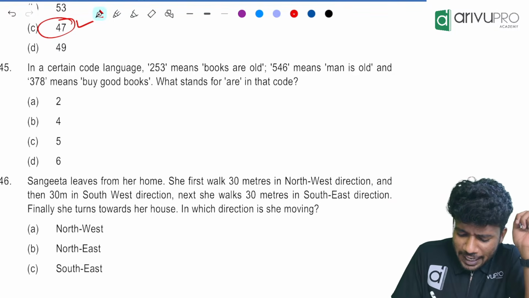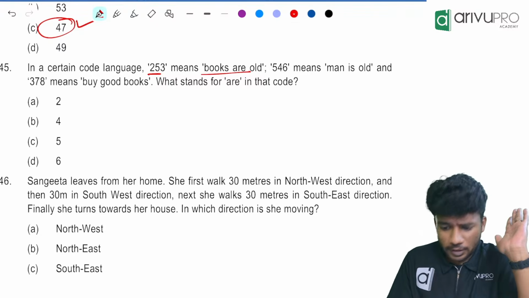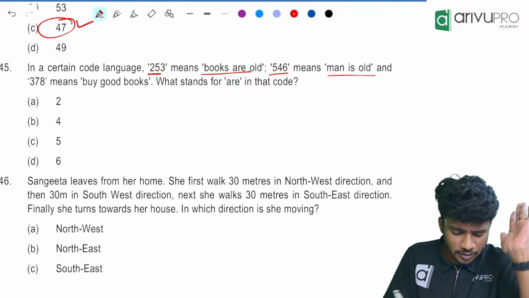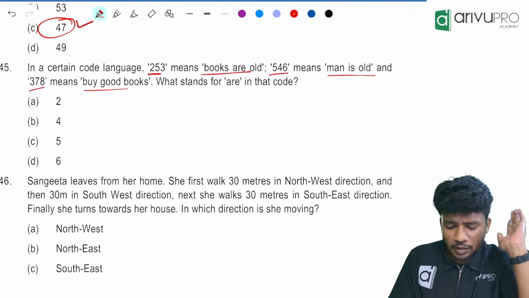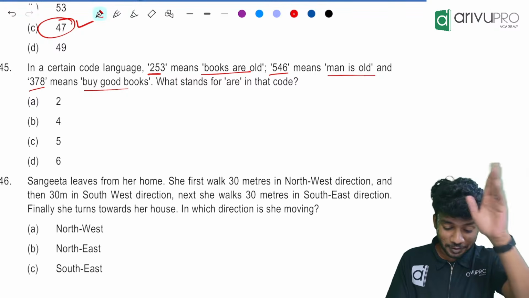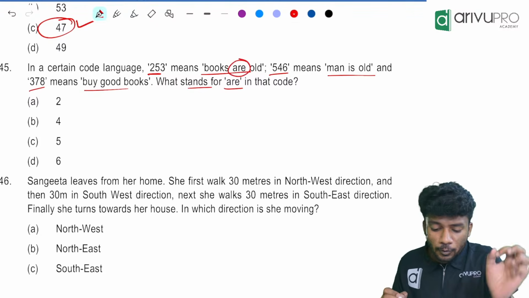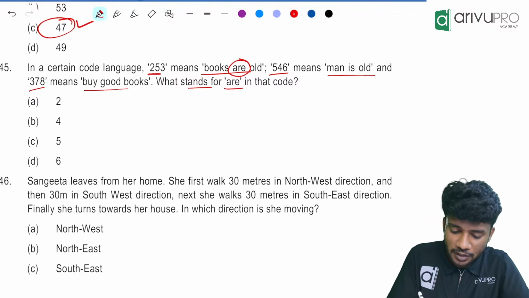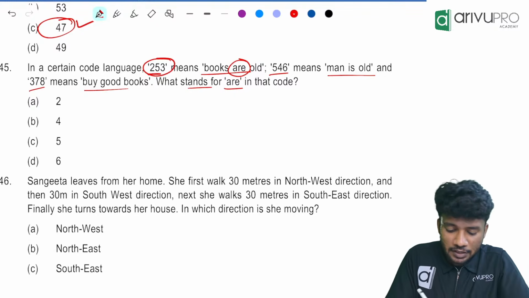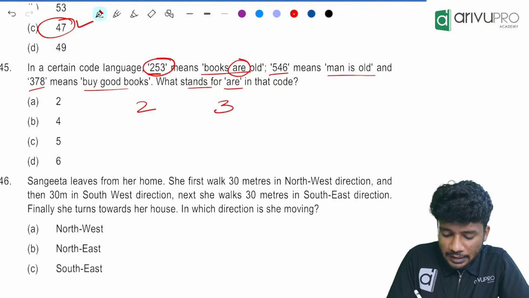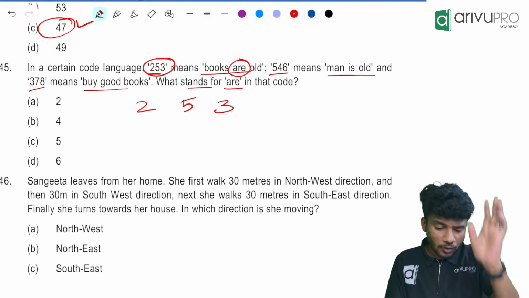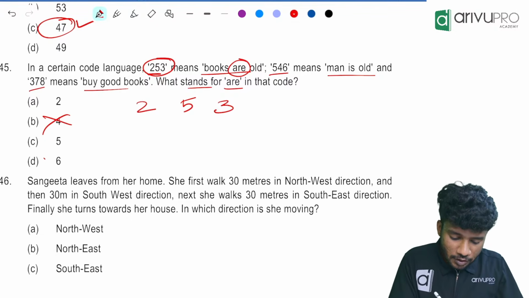In a certain code language, 253 means books are old. 546 means man is old. Then 378 means buy good books. Sorry for that. Then what stands for R? R is present in what, people? Books are old. That means first we need to find 253. That means either 2, 5 or 3 will be the code. Looking at that, 4 is wrong, 6 is wrong.